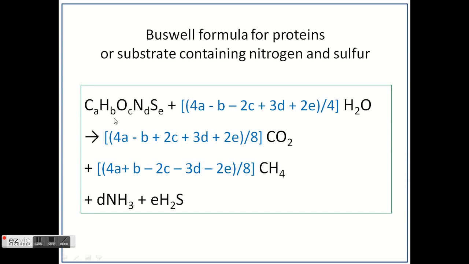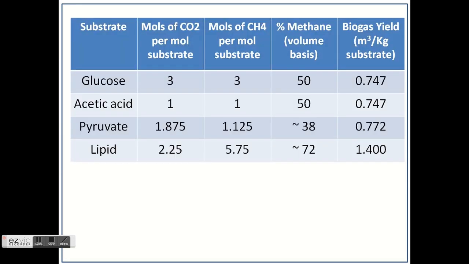It's the same principle. You just insert your values, but here we see that biogas is not the sole product. We have some ammonia and hydrogen sulfide produced too. That brings me back to this table. If we had done this for proteins, we might get a biogas yield of about 60 something, so the methane yield will be better than glucose and acetic acid when you use proteins, but it will still be less than lipids. So overall, lipids will still give us the better yield.